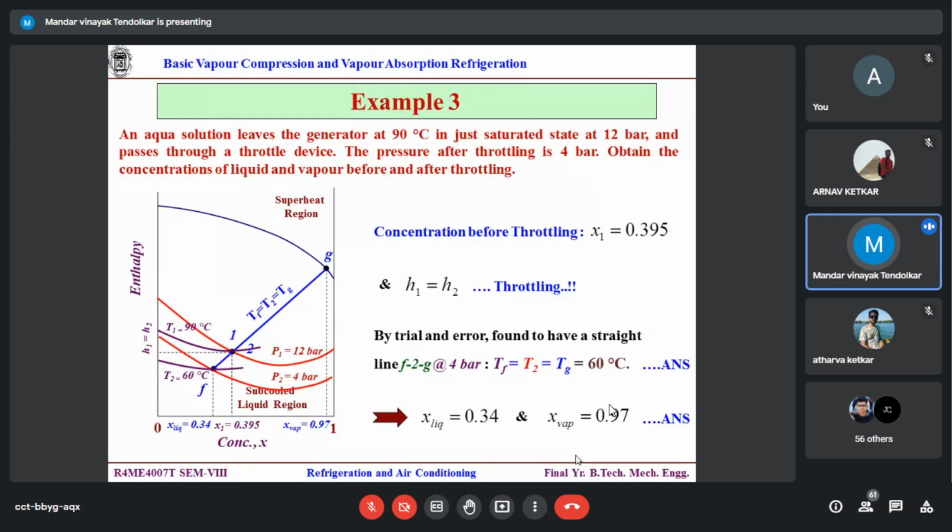Construct the equilibrium construction line, the right angle triangle. As you know the answer directly, 60 degrees Celsius, I have shown it. And cross check the right angle triangle and F to G. Both should get satisfied. And then read your XF and XG.